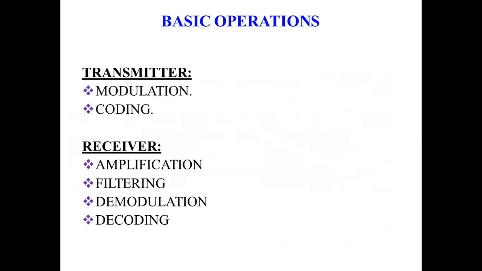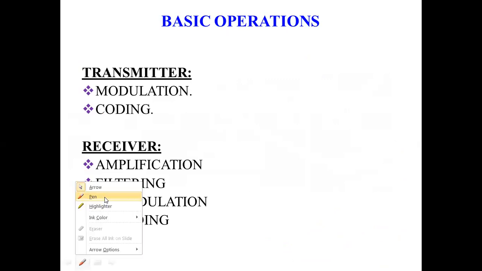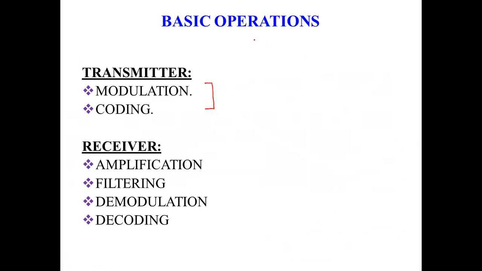In the transmitter, when you are transmitting a signal, your receiving signal should be twice the sending signal. For this we use certain modulation techniques, that is called pulse width modulation. Then there is coding, coding techniques. And at the receiver we need amplification of the voice.